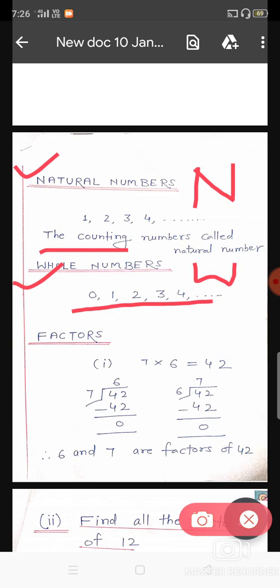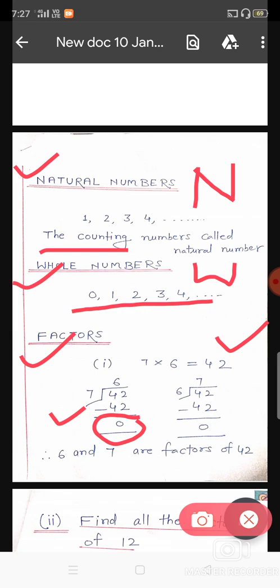So let's move to factors, which is the main topic of this chapter. To explain it, let's see this example: 7 into 6 equal to 42. It means 7 can divide 42 exactly, as well as 6 can also divide 42 exactly. Let's see here, 42 divided by 7. What is the remainder here? 0. Yes, it means 7 is a factor of 42.